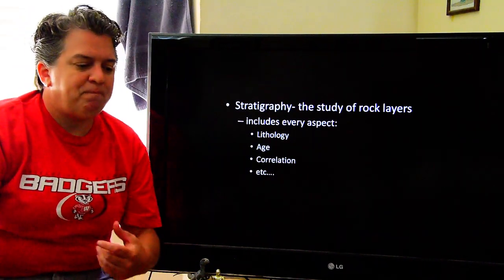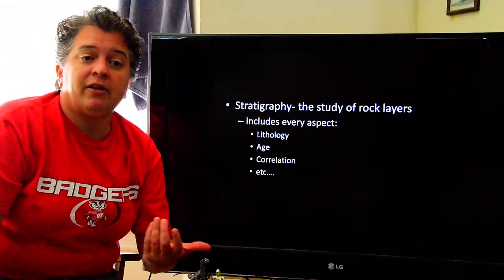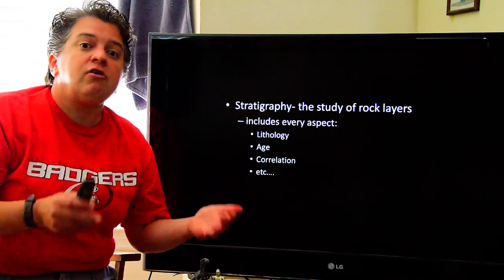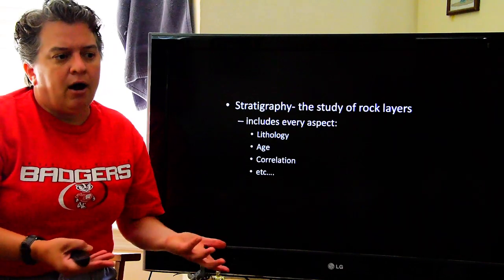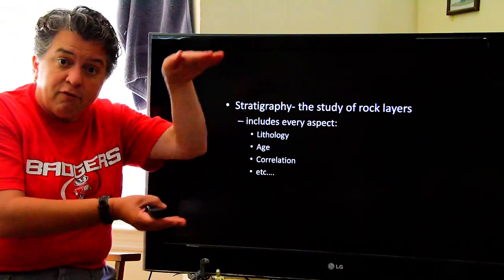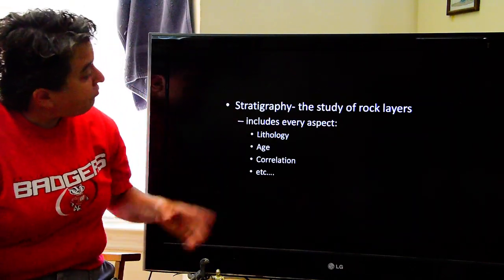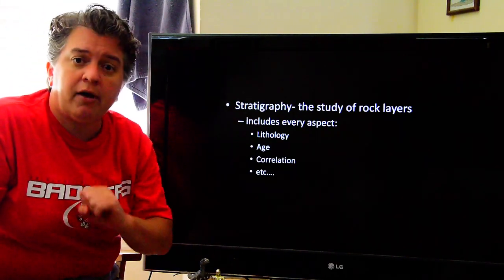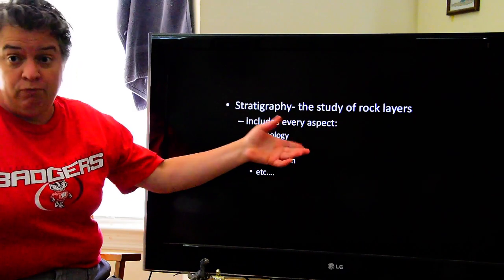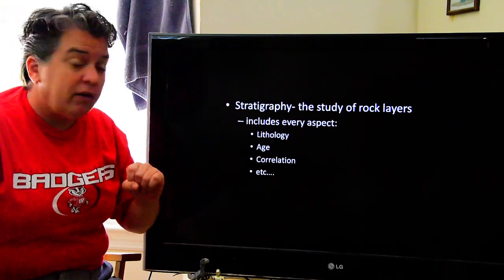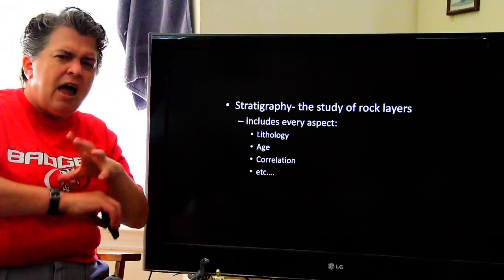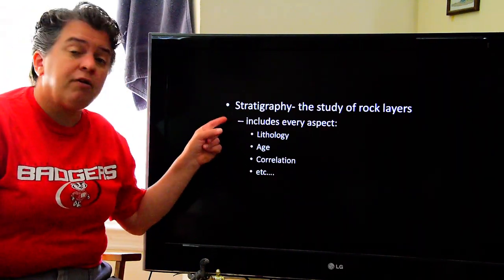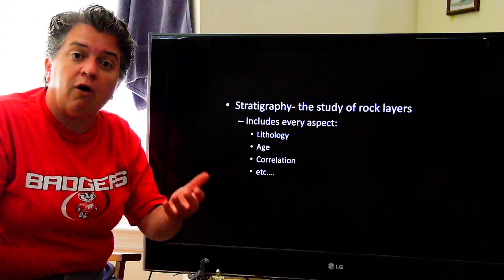So we've learned about sedimentary rocks accumulating in these different depositional environments and how they all have different characteristics. And you remember sedimentary rocks form these nice layers. Now we need to take a look at the study of stratigraphy, which is the study of those rock layers. And this includes every aspect of those sedimentary rock layers, including the lithology, which is the rock type.